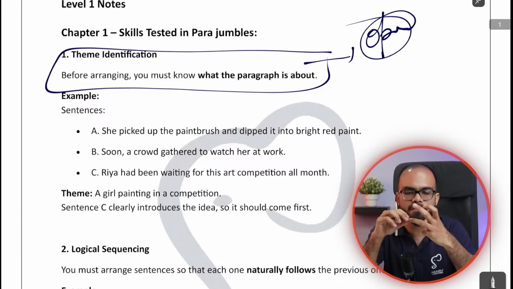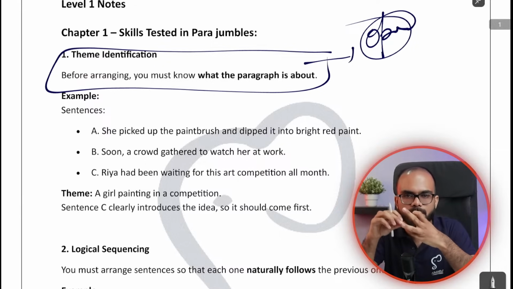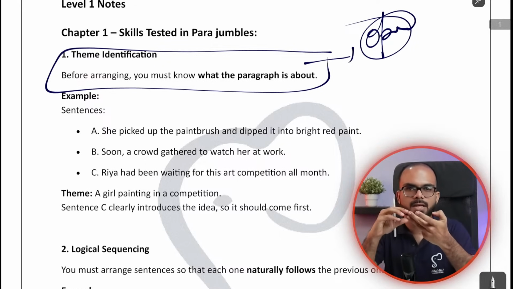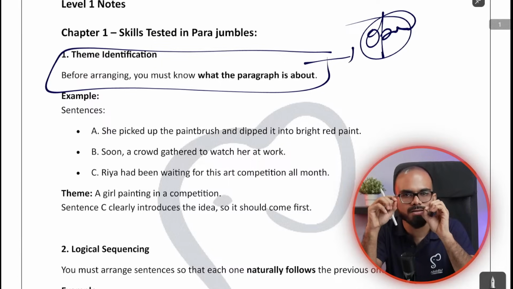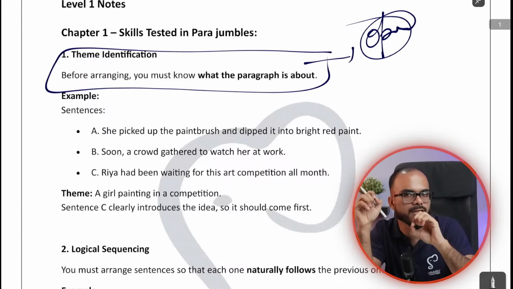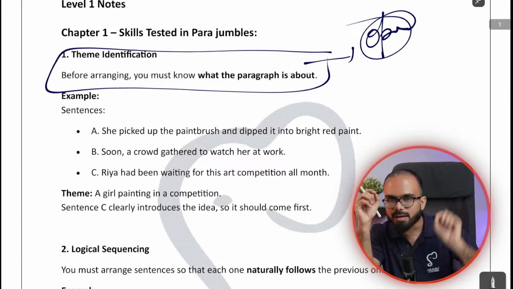Or if there is a conjunction, or if there's a pronoun, it is not an opening statement. These are illogical tricks. Instead of that, look for a sentence that is introducing the idea of the RC or the idea of the story. That is your opening sentence.